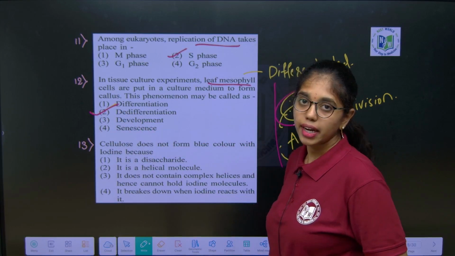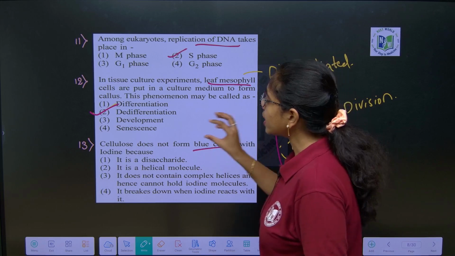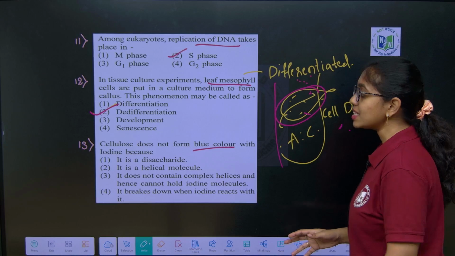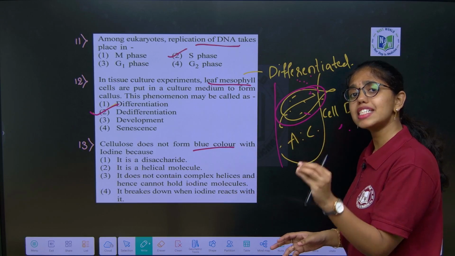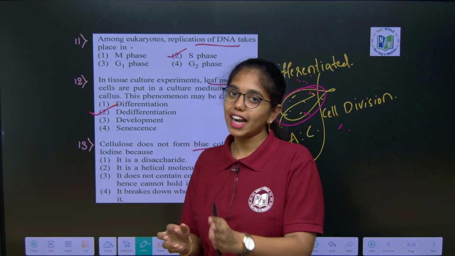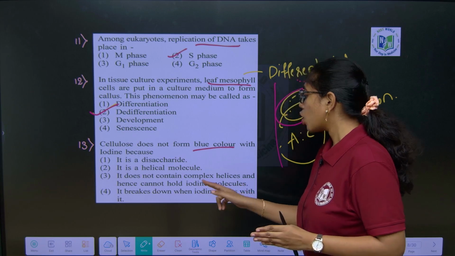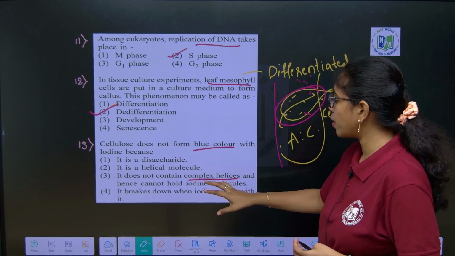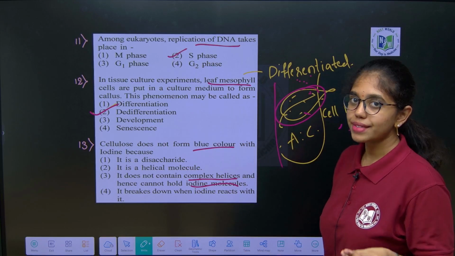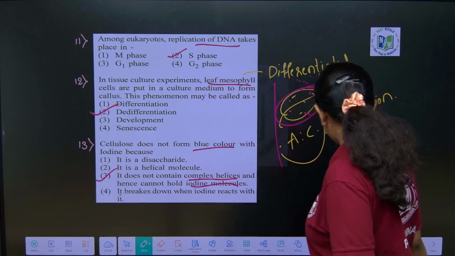So this is de-differentiation, okay. Next, cellulose doesn't form blue color with iodine. Why is it not forming blue color with iodine? This is because cellulose is a basic homopolymer of glucose formed by 1,4 glycosidic bonds. It does not have complex helices and hence cannot hold iodine. That is why it will not show blue color when added with iodine, like how starch shows. So here the option is 3.